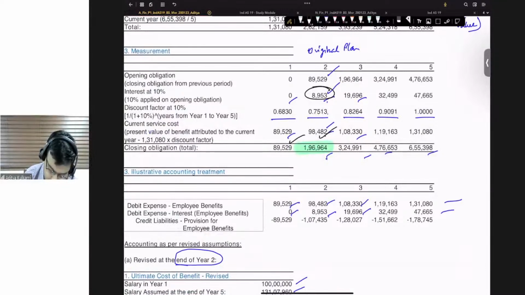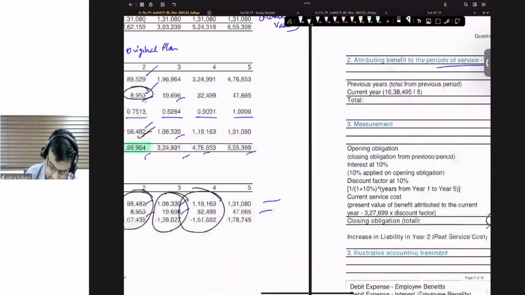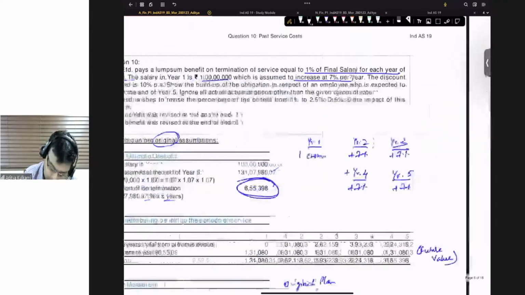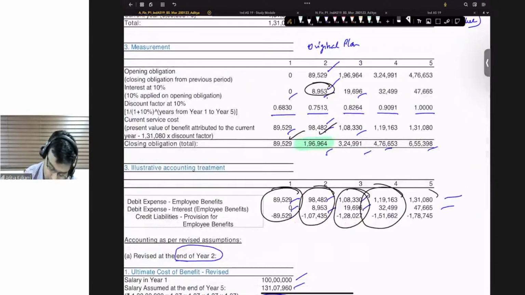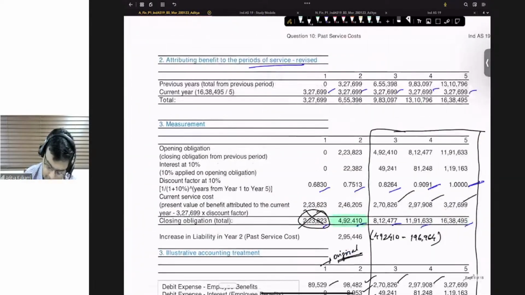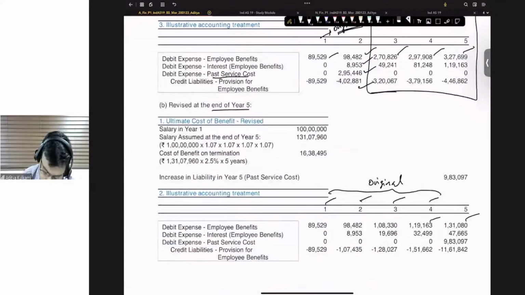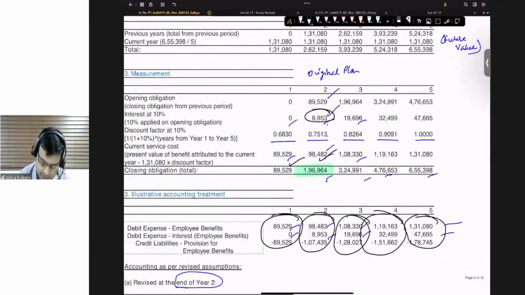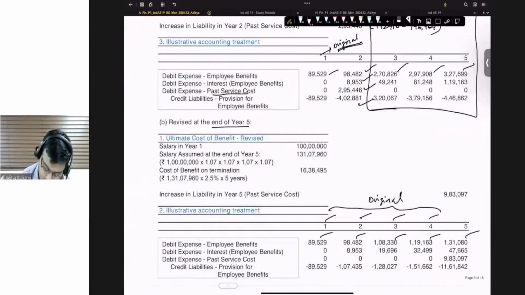So you can see 89, 98, 1,08,000, 1,19,000. We have taken the same 89, 98, 1 lakh 8, 1 lakh 19 and 131,080 is what we have accounted. So I have recorded all these expenses based on the original plan. Okay. Next, your interest also you will record based on the original plan.